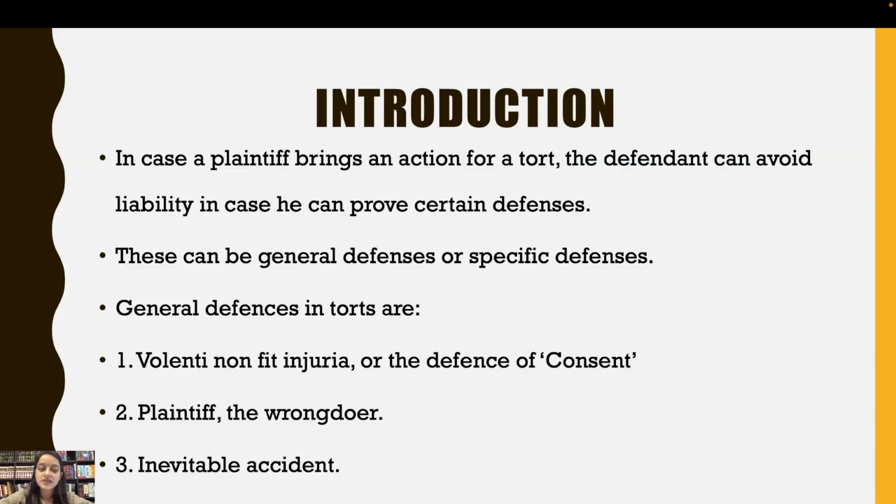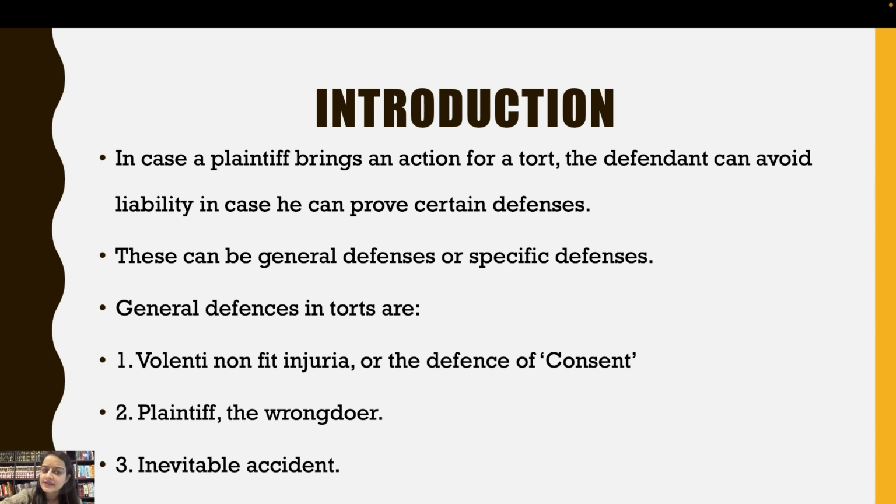Now, what do you understand by general defenses? Defenses, as the word suggests, says that you can defend yourself for a wrong that you might have done if it falls under the category of a defense. There are two kinds of defenses. They can be general defenses or specific defenses. General defenses are available to all kinds of torts. So, for example, it may be available to torts which require malice also, may not require malice. But for specific defenses, you need to meet specific requirements of the tort itself.